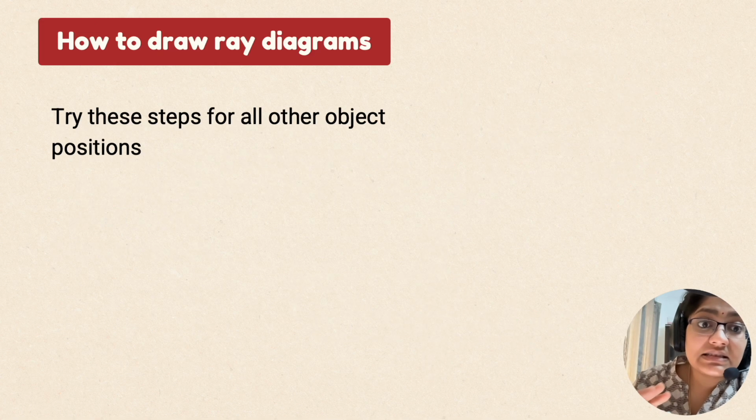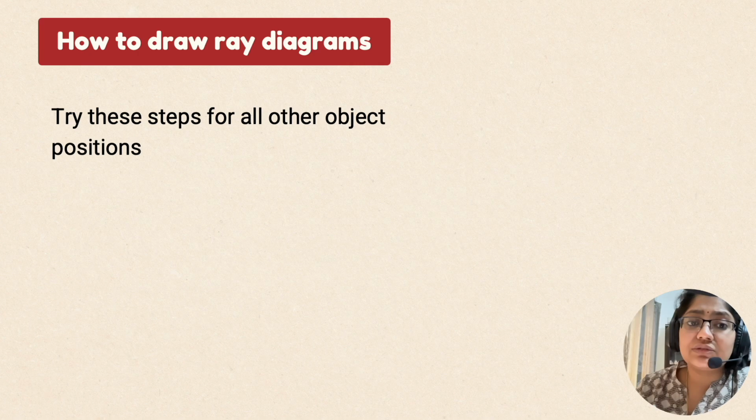You can practice these steps for all other positions of the object, and you can see if you are able to use these steps easily and finish all the ray diagrams. Always remember, practice is what makes ray diagrams much faster and easier in your exam. Practice more so that you can do it faster, and these steps are just a part of your flow. The checklist is just in your head.